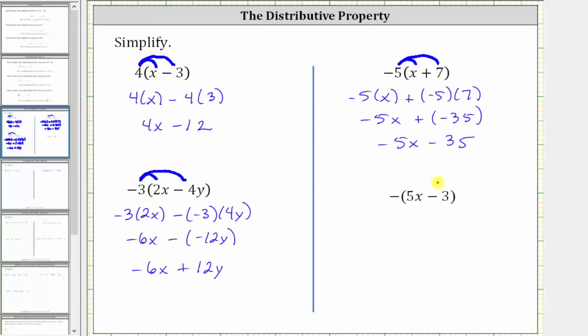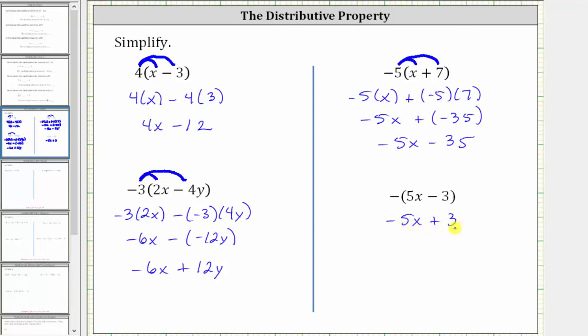For the last expression, we can think of this two ways. We can read this as the opposite of the quantity 5x minus 3. To find the opposite of an expression, we simply change the sign of the terms. The opposite of 5x minus 3 is negative 5x plus 3. Notice how the sign of both terms has changed.